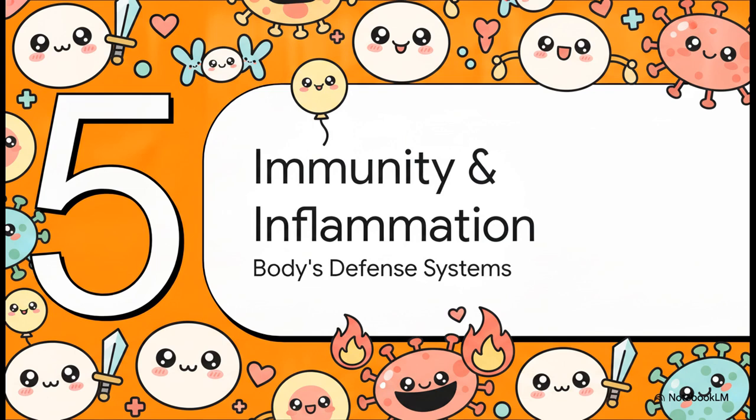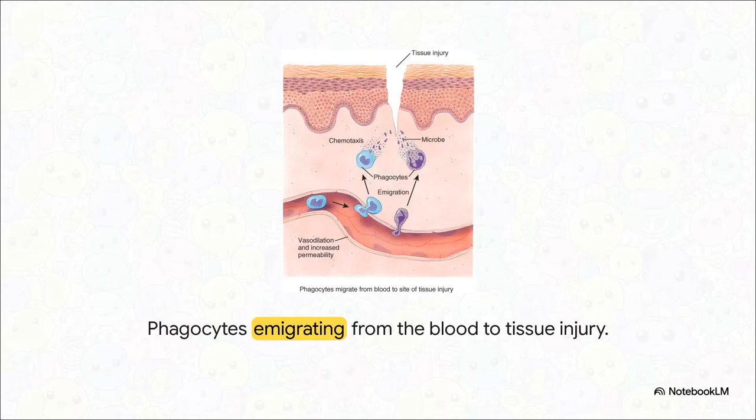Section 5. Immunity and inflammation, the body's defense systems. This right here beautifully captures our innate immune response in action. When tissue gets injured, like that cut through the skin at the top, the damaged cells send out molecular SOS signals. Check out the blood vessel at the bottom. It undergoes vasodilation and gets way more permeable. This literally lets our heroic phagocytes squeeze right out of the bloodstream and rush straight toward the invading microbes to clean up the mess.